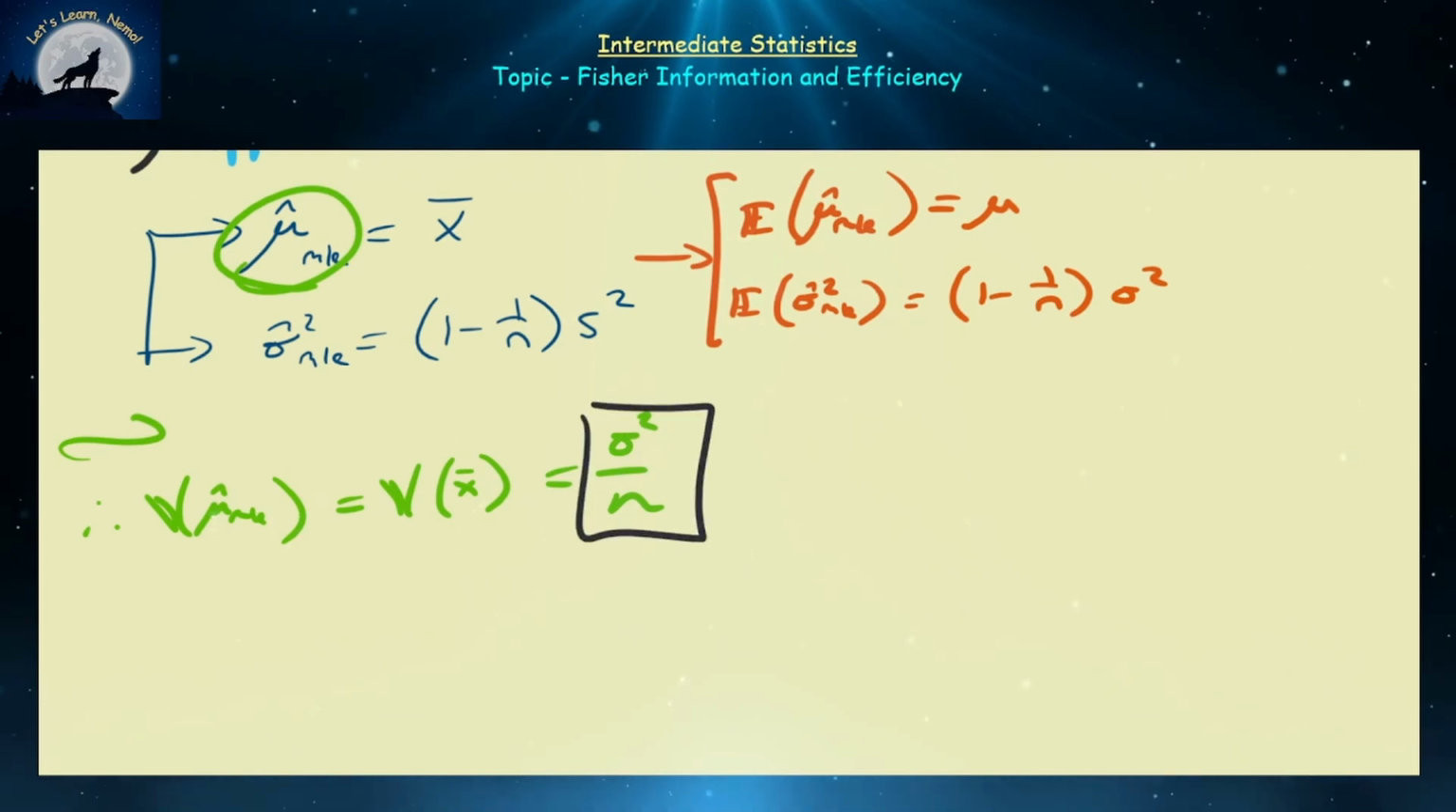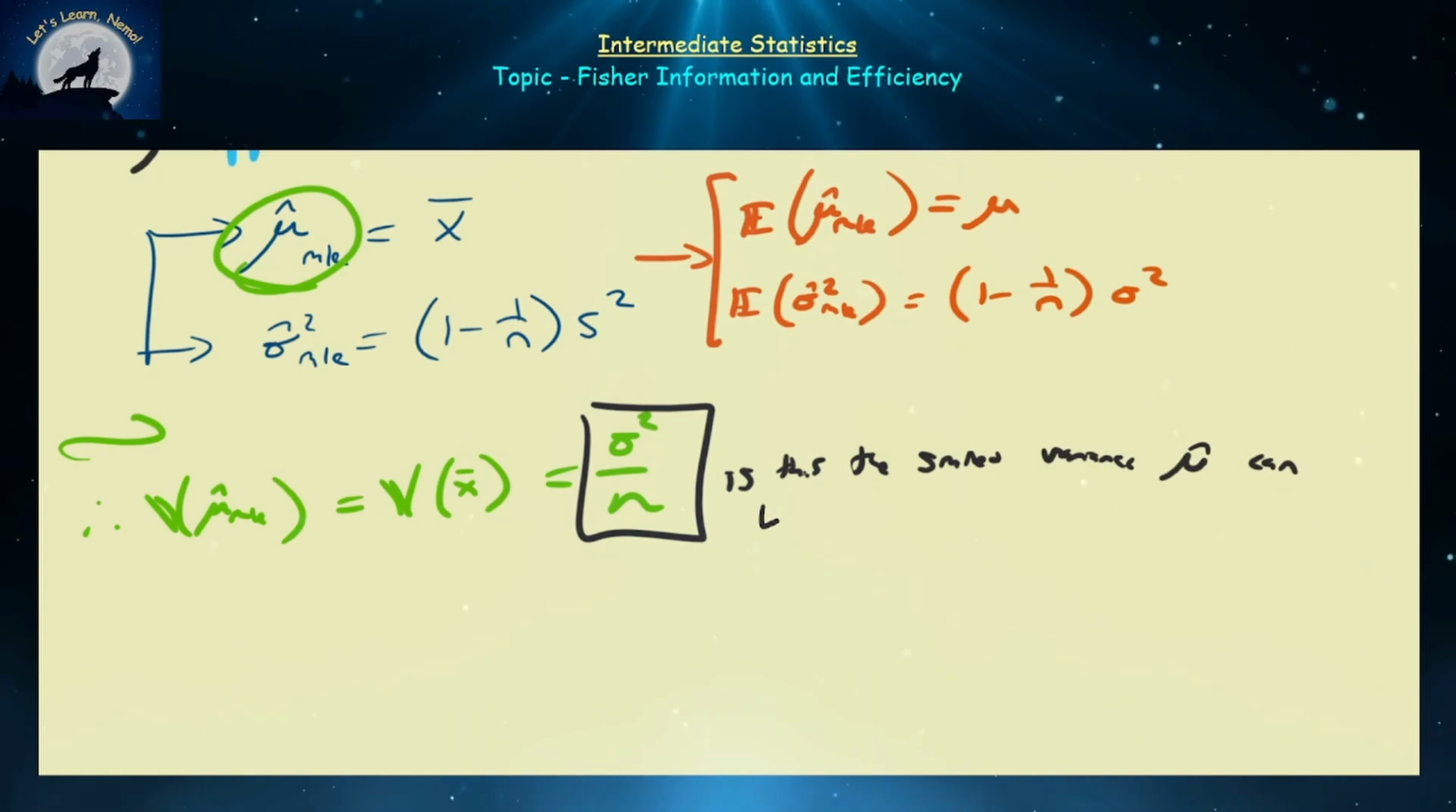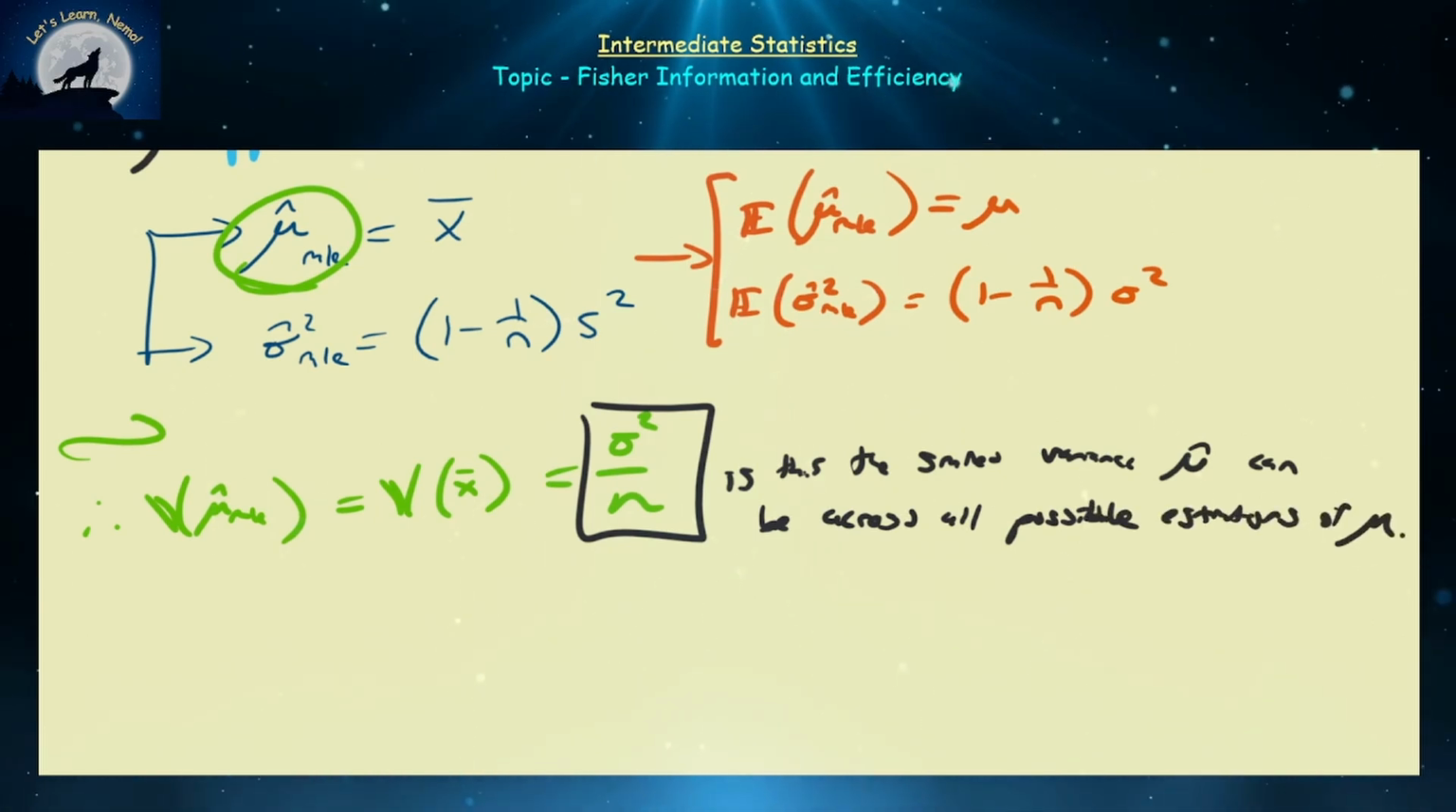So question, is this the smallest variance this mu hat can be across all possible estimators of mu? Because yes, mu hat MLE is an unbiased MLE estimator for mu, but there are other estimators out there and also other unbiased estimators out there. For example, the weighted average of the sample means from this population, assuming that it's infinite size.